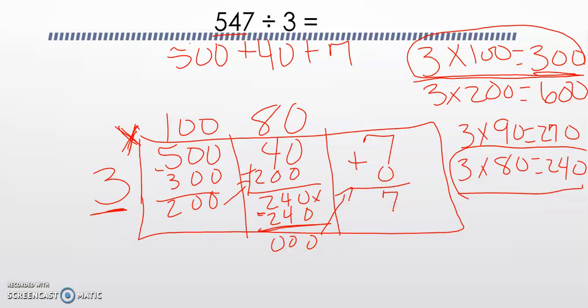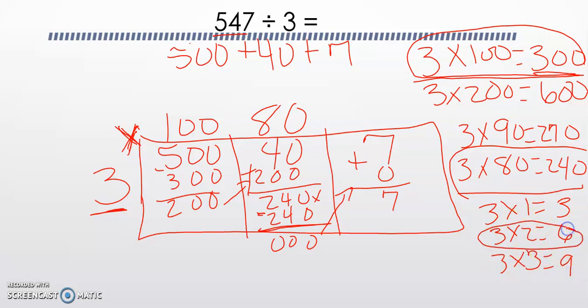Now I'm only looking for 7, so I can drop all the way down to 3. 3 times 1 gives me 3. 3 times 2 gives me 6. 3 times 3 equals 9. So 6 is the closest I can get to 7 without going over. Whatever I multiplied by, which was 2, the answer was 6.